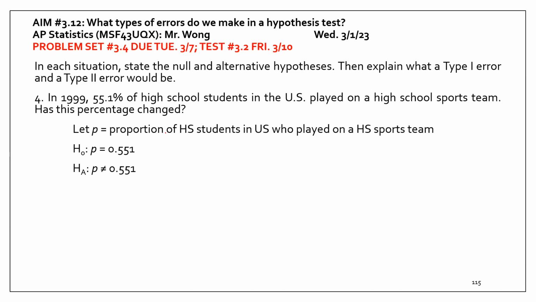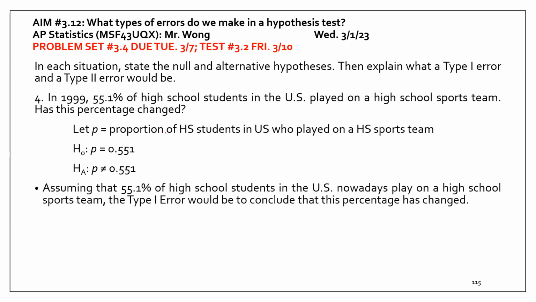So that would mean in this case, let's state this a little more precisely, that assuming that 55.1% of high school students in the US nowadays play on a high school sports team, which is copying this from the question, the type 1 error would be to conclude that this percentage has changed. And so really all we did here is we took the language of the alternative and we removed the number from it, because the 55.1 was stated in our original assumption. And we just said that the percentage has changed. So really what we've done is we've taken this part, that P is not equal to, and put it here, that this percentage has changed.